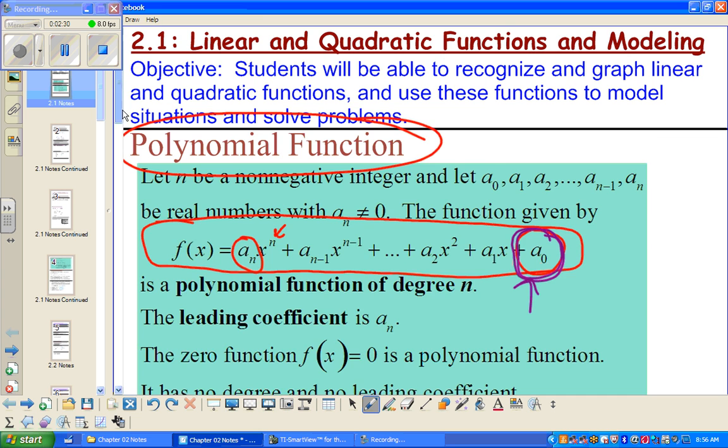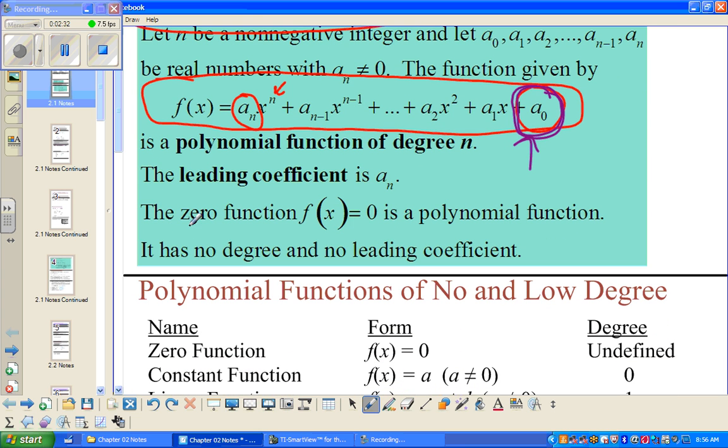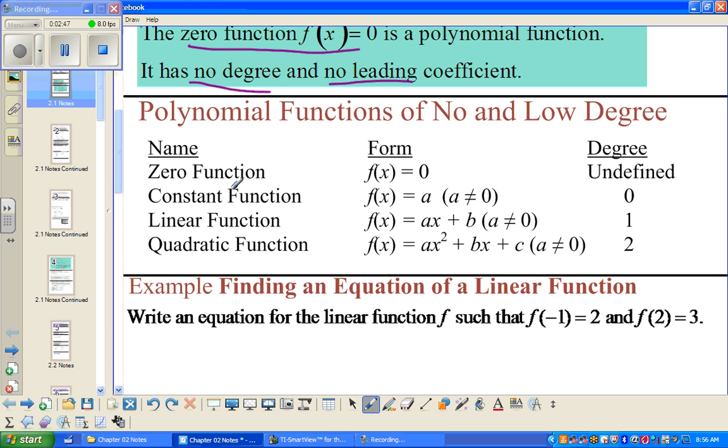Just some technical information. The 0 function is f of x equals 0. It is a polynomial function. We don't really use it that often, but just to make note, it has no degree and no leading coefficient. I also mentioned that here, the 0 function. The degree is undefined. This is just a list of polynomial functions of no or low degree.